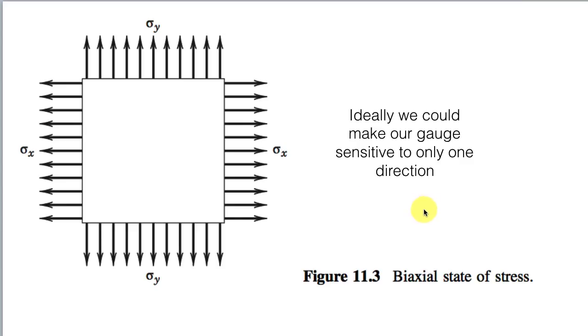And in solid mechanics, you'll find that there's biaxial stress states or triaxial stress states, and it can be difficult to resolve an individual strain direction. So we're going to try and make our gauges sensitive to only one direction so we can separate the stresses into their various principal directions.